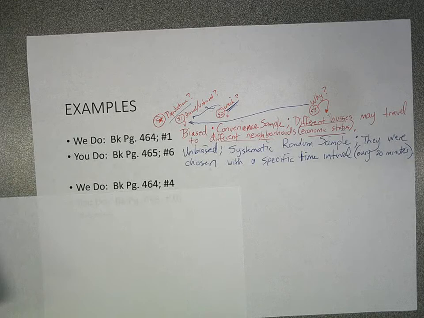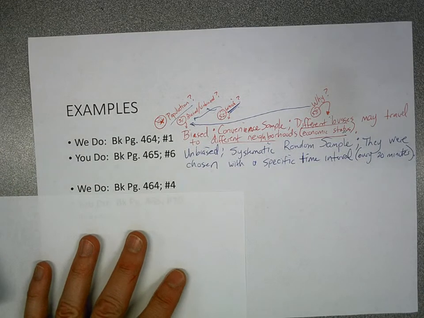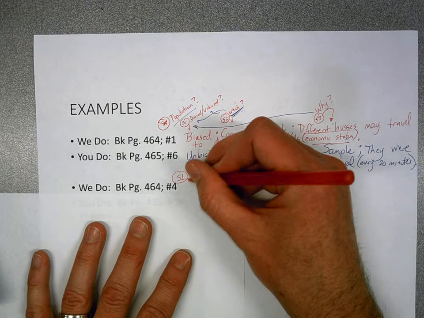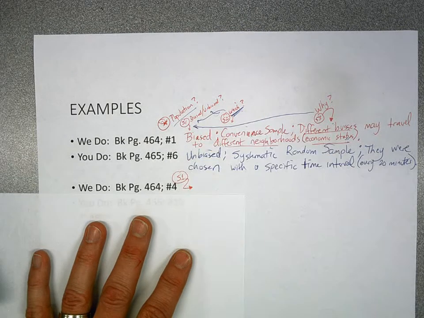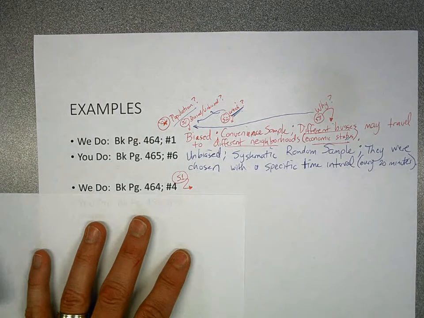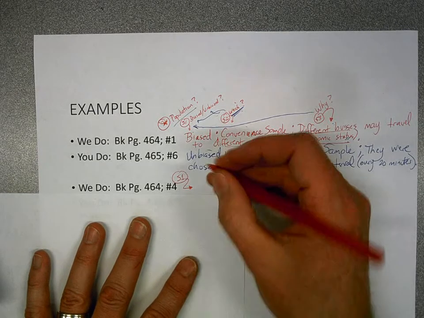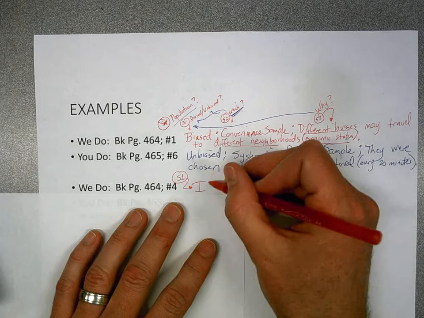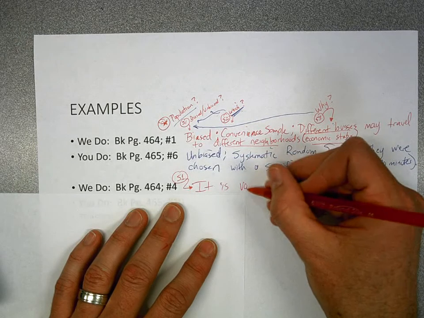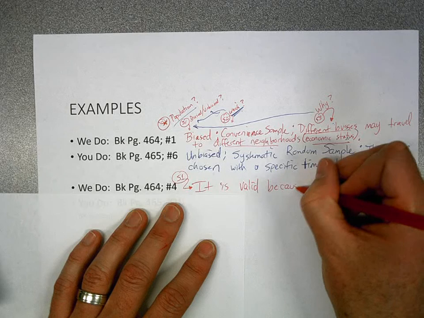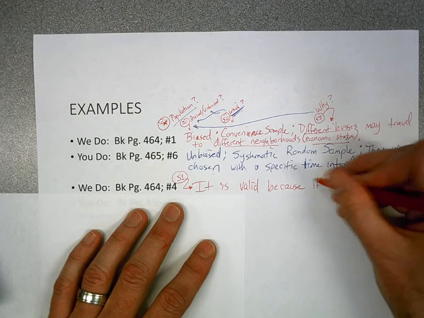In this particular case, we could call this step 1, or even step star, just to answer it. Because it says they randomly surveyed 52 students at lunch, and it asks, is this sampling method valid? It is valid because it is random sampling.